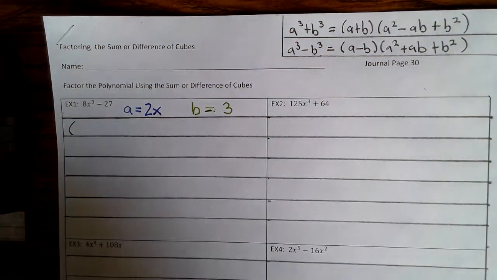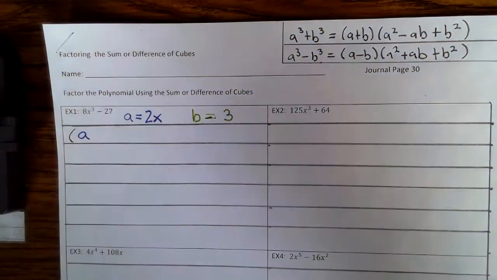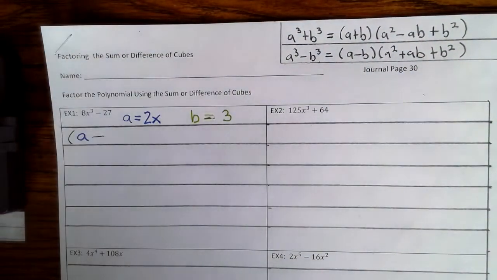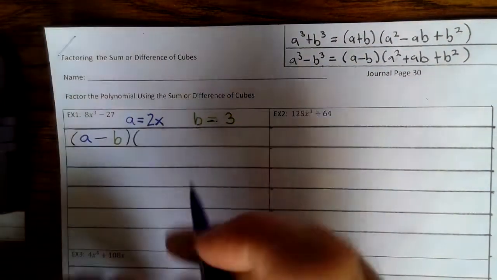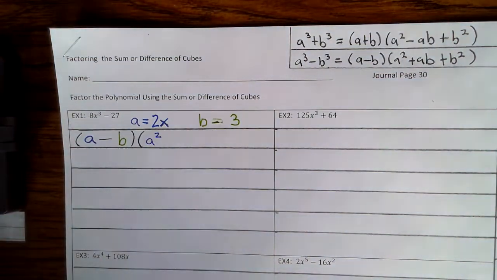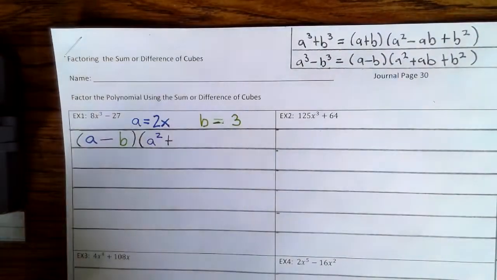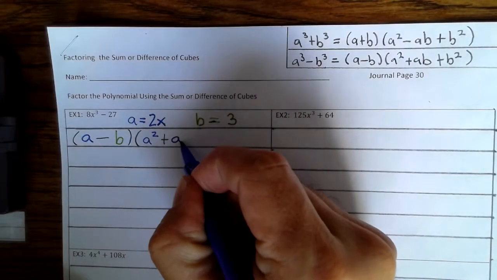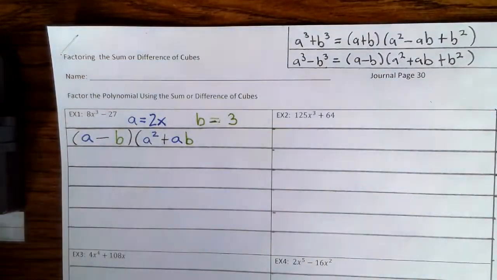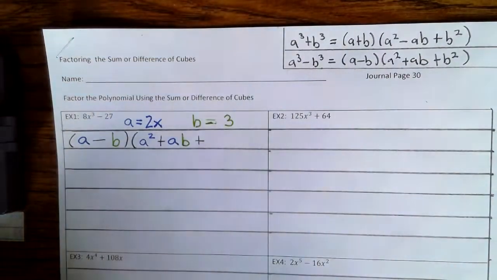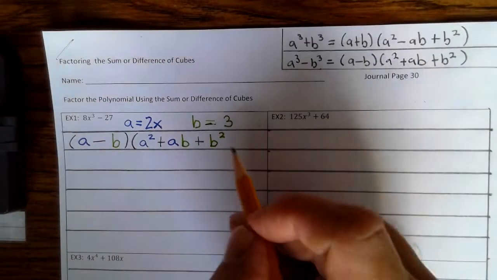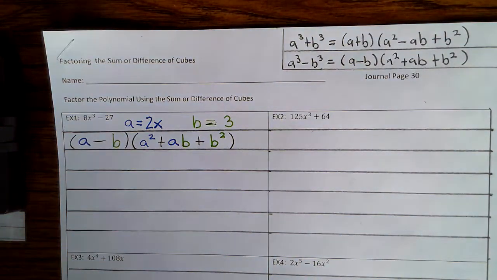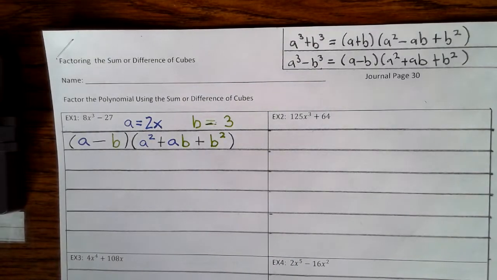So a minus b, parentheses a squared plus ab plus b squared. Okay, so now we just have to plug the numbers in.